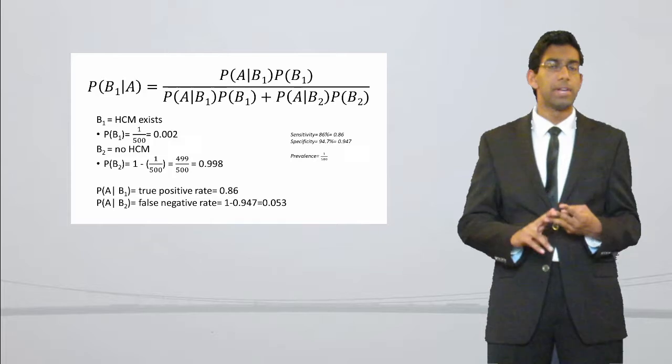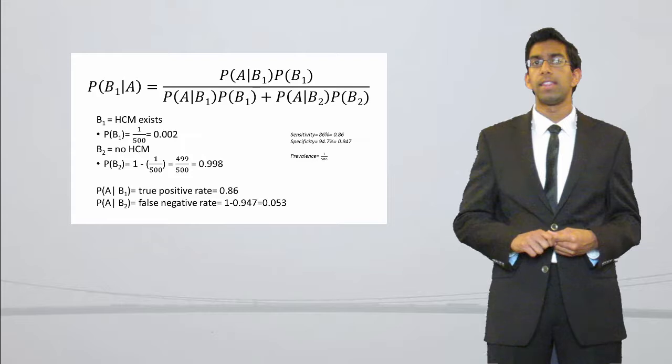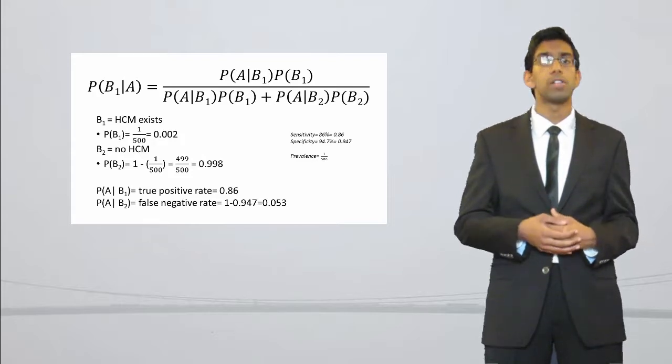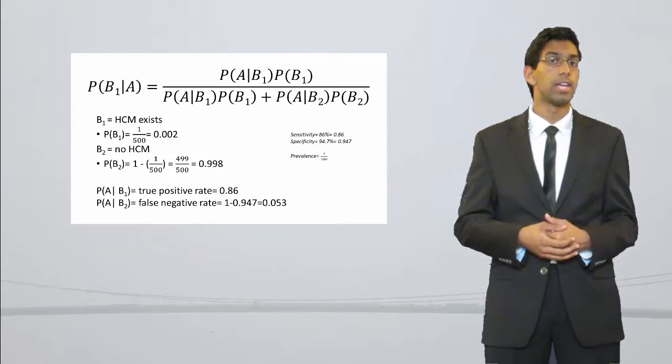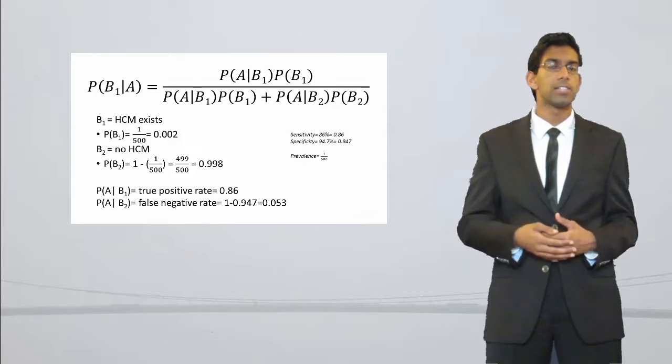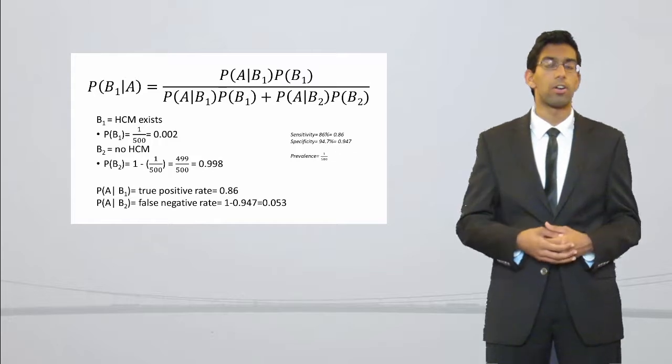So what variables do we need to understand to be able to use Bayes' theorem? As a short review from the previous video, we have three variables: A, B1, and B2. A represents the event that a disease diagnosis yields a positive test result. B1 represents the event that the disease actually occurs in the patient. And lastly, B2 represents the event that the disease does not occur in the patient.